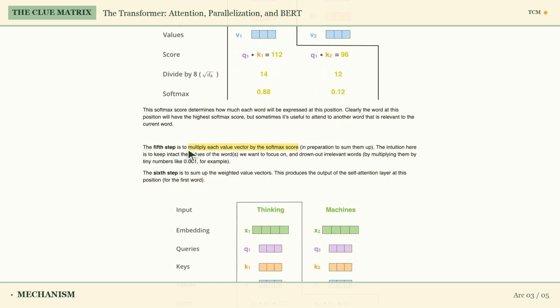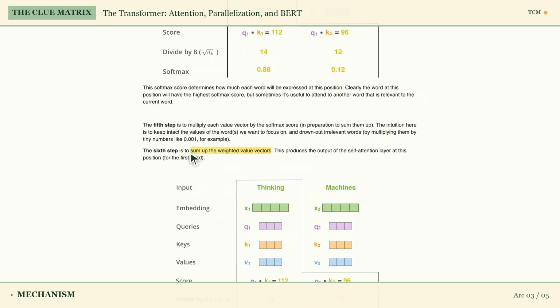Next, we multiply each value vector by the softmax score. The intuition is to amplify relevant values and diminish irrelevant ones. The value holds the actual information of the word, so we're selectively taking information from other words based on their relevance.